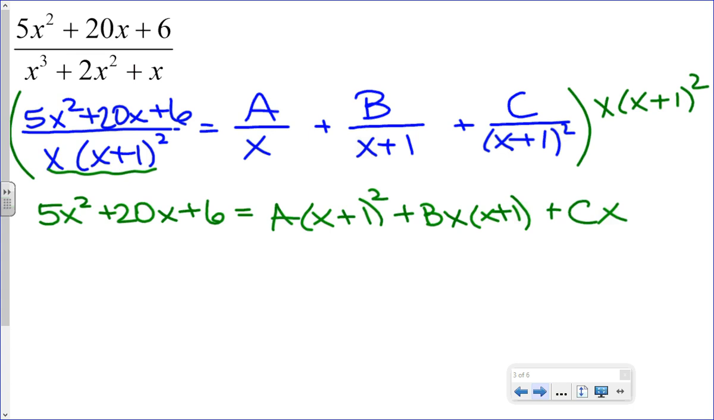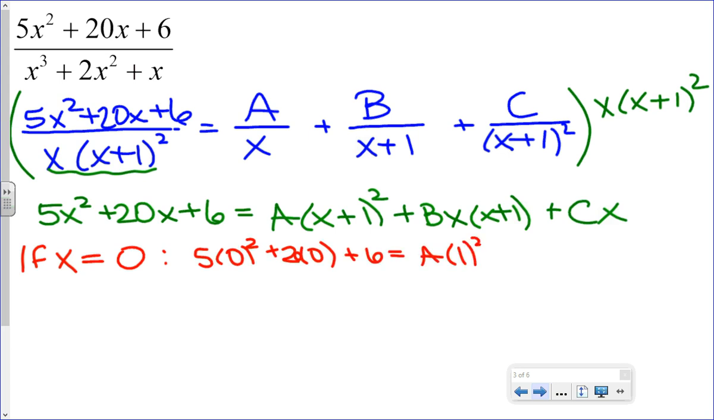All right, so what do you want to plug in? Okay, so if x equals 0, why are you picking 0, Nick? Since we have a factor that is x, 0 will make that 0. So if we plug in 0, we have 5 times 0 squared plus 20 times 0 plus 6 equals a times 0 plus 1 squared plus b times 0 plus 1, and then plus c times 0. What are we left with? We're left with 6 equals a times 1. So a is 6. Woohoo! We're on our way.